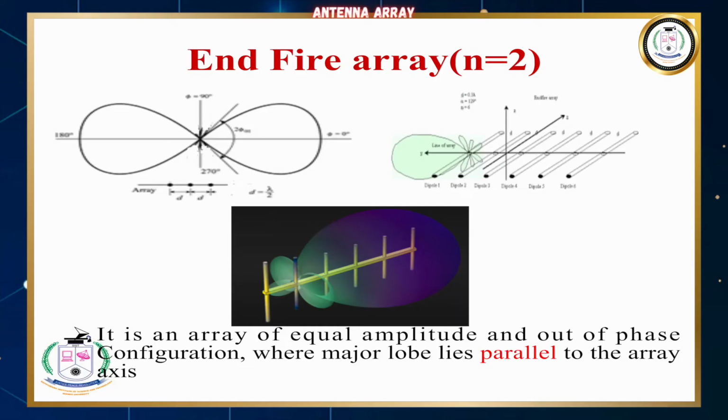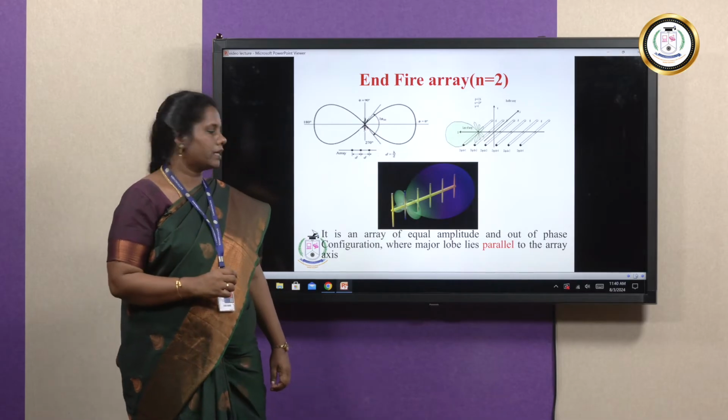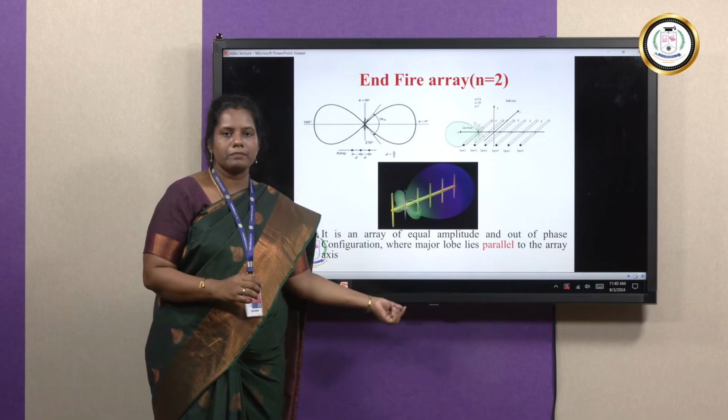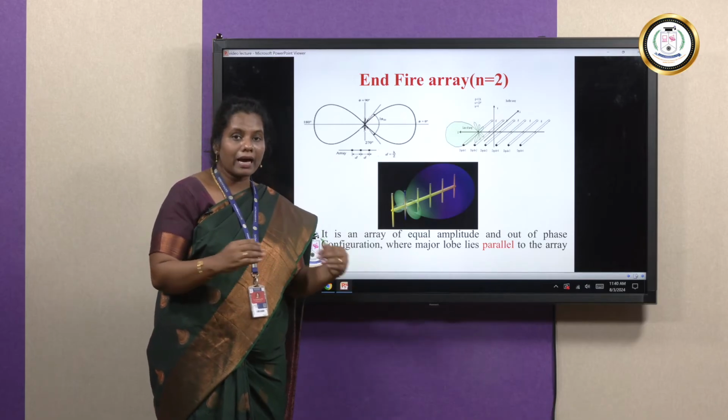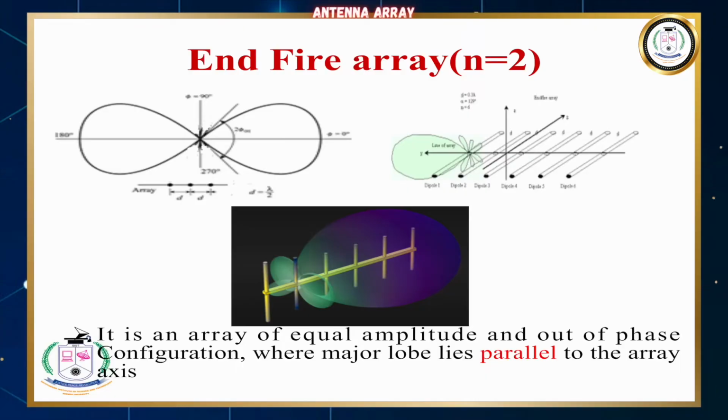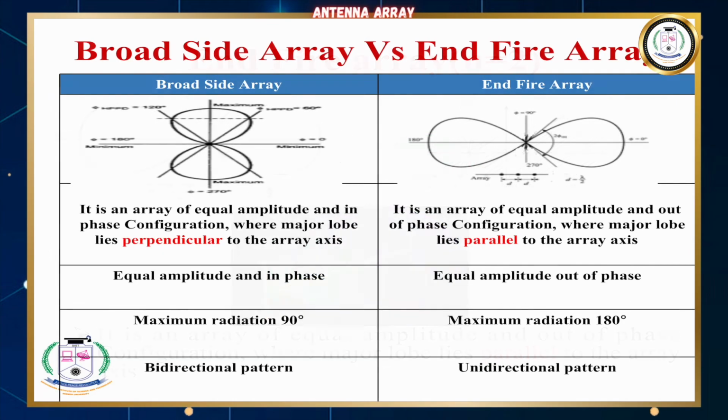This is what the end-fire array. So, now we can define what is end-fire array. It is an array of equal amplitude and out of phase configuration where the major lobe or maximum radiation lies parallel to the array axis. In broadside array, it is perpendicular, whereas in end-fire array, it is parallel to the array axis. So, this is the difference between broadside array and end-fire array.